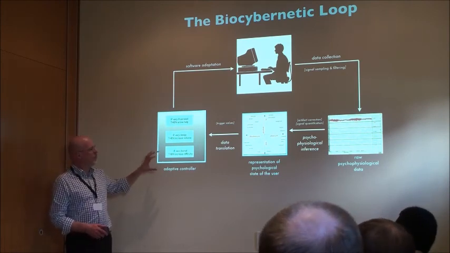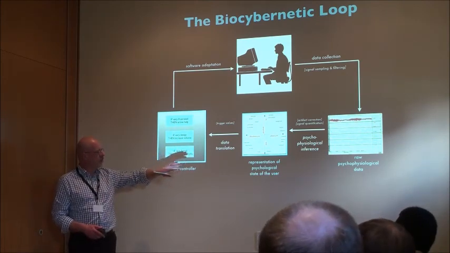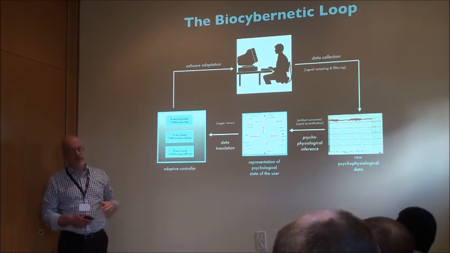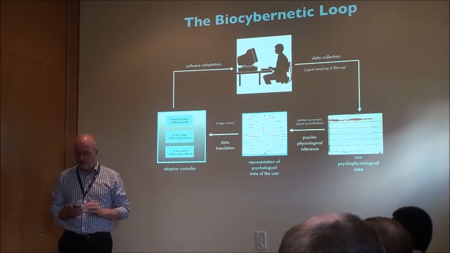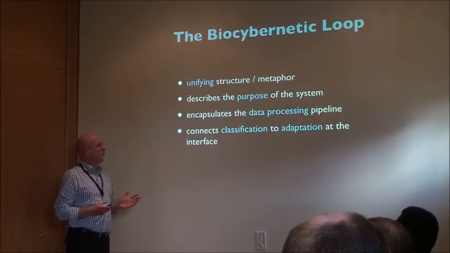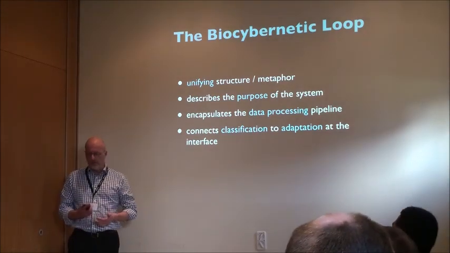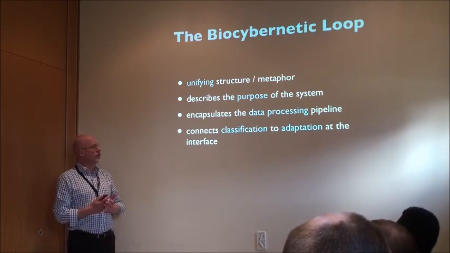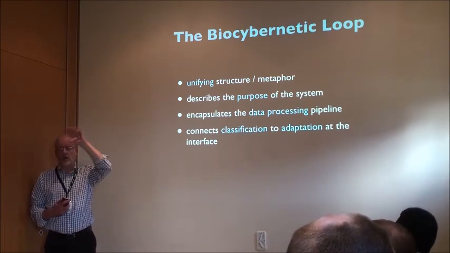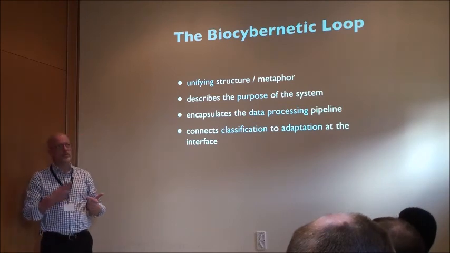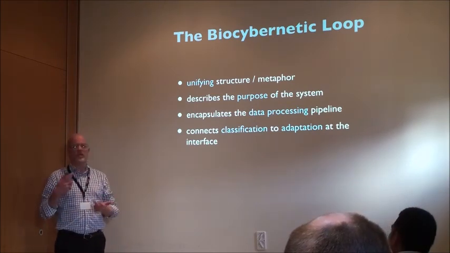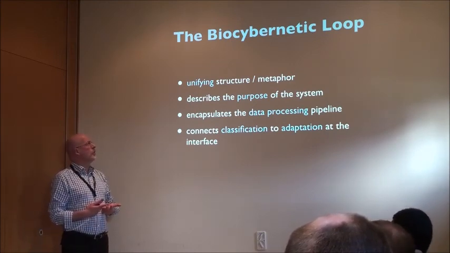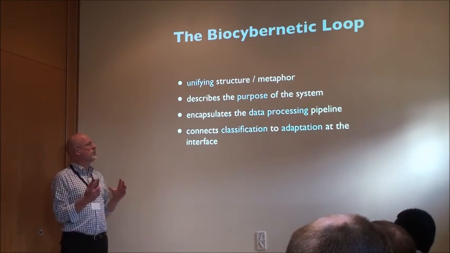So the adaptive controller is a thing that translates the state of the person into actions at the interface. But there is a whole design process that is going on there. Now, the reason the biocybernetic loop is so important, I think, is because it acts as what I call a unifying metaphor or structure. There are lots of different things going on within a loop. We're collecting data from the person, we're doing live data analysis, we're translating live data analysis into actions at the interface. So the loop is a thing that holds the whole structure together.